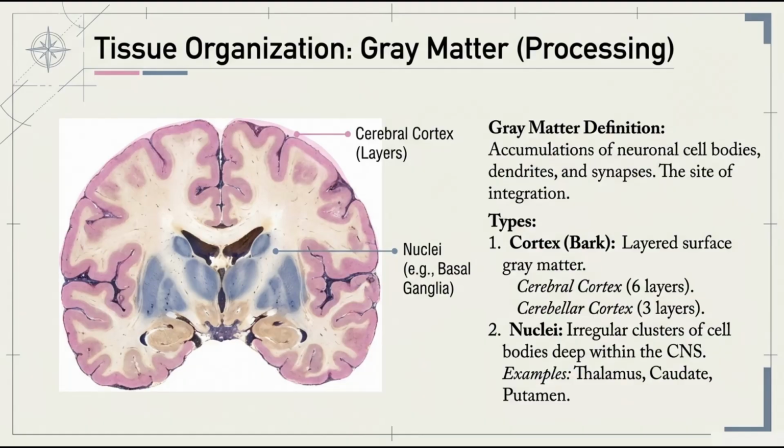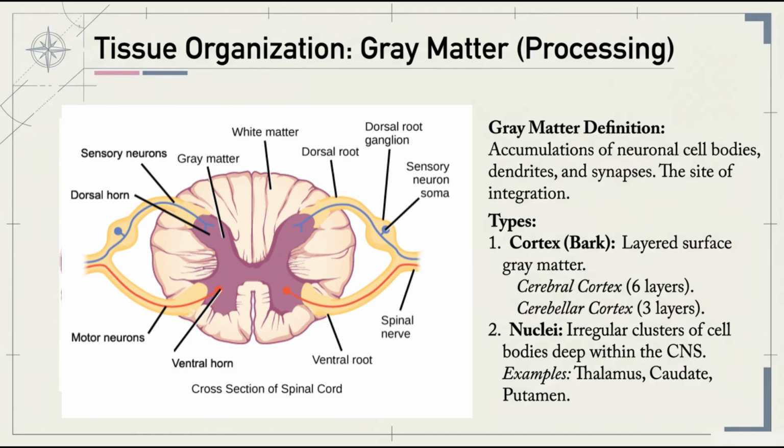And nuclei, what's the difference? A nucleus in neuroanatomy is a cluster of neurons, a chunk of gray matter that's buried deep inside the white matter. It's like a seed inside the fruit. The thalamus, the basal ganglia, the cranial nerve nuclei, these are massive chunks of gray matter, but they are deep, not on the surface.